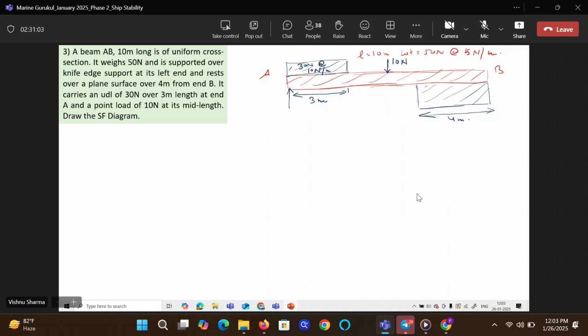Anubhav, mute kar lo beta. Anubhav, mute. Thank you. Guys, is this the diagram you have made or has anybody messed it up? Yes, sir.